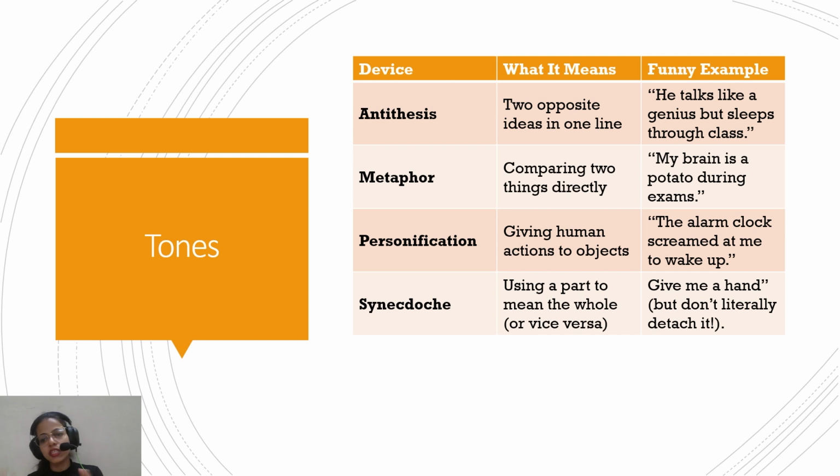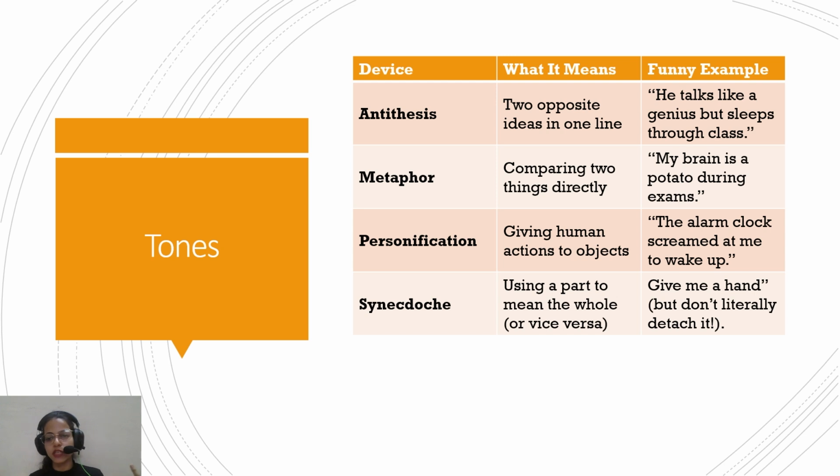So he's a genius, but sleeping is a sign of lethargy and not a very intelligent or sincere person. But he's a genius also. So he talks like a genius but sleeps through the class. So two opposites in one line. That's an antithesis.